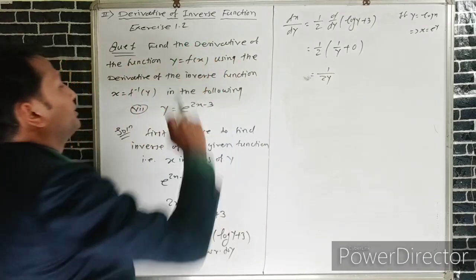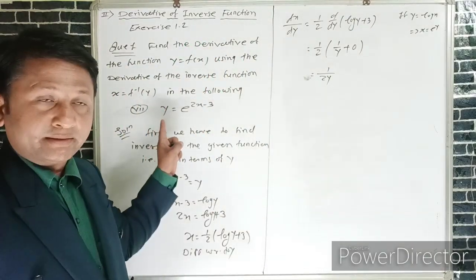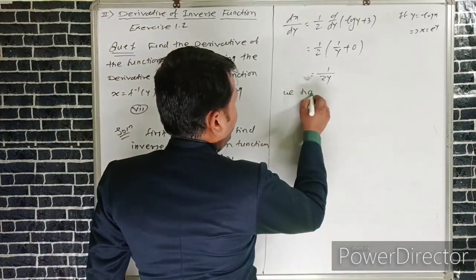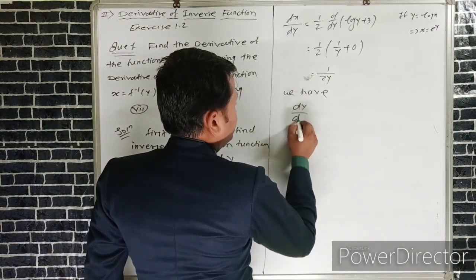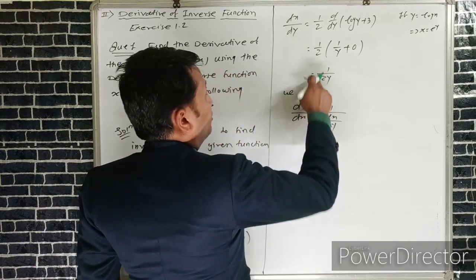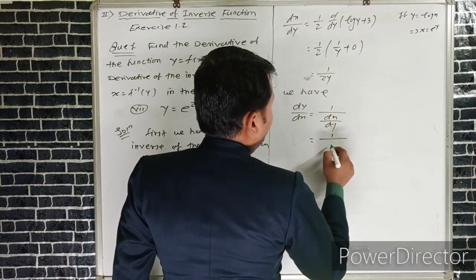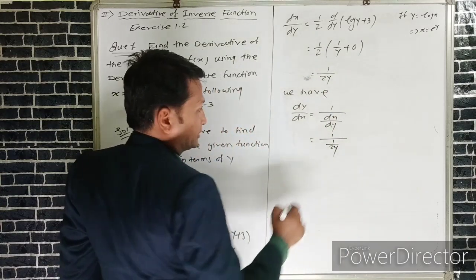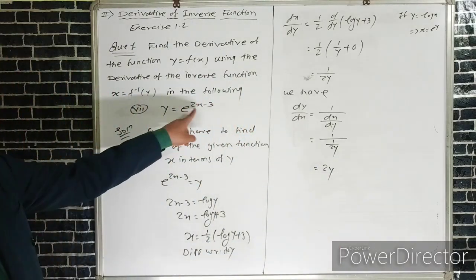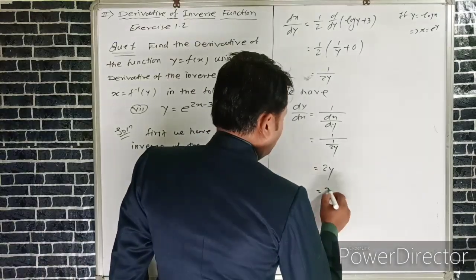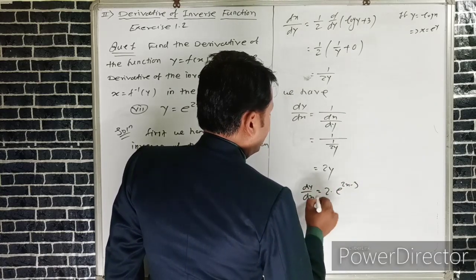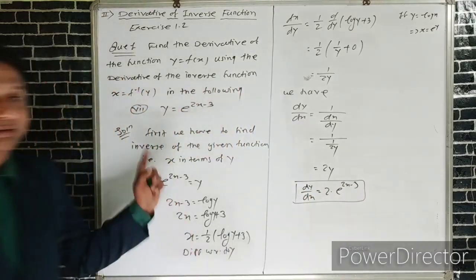But we have to find the derivative of y with respect to x, dy by dx. Here we found dx upon dy. We know that dy upon dx is equal to 1 upon dx upon dy. The value of dx upon dy is 1 upon 2y, so dy by dx is 2y. And we know that the value of y is e to the power 2x minus 3. Hence we can write 2 into e to the power 2x minus 3, which is the required derivative of y, dy upon dx.